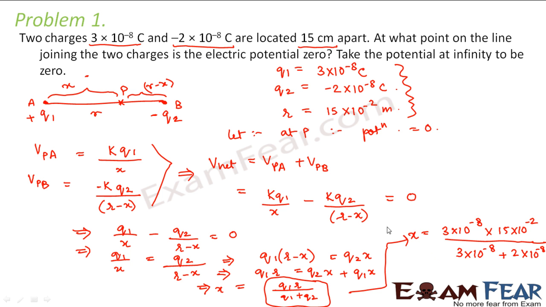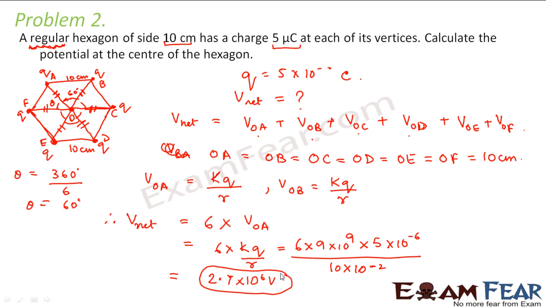Please make sure that you don't include the negative sign here again, because you have already included the negative sign here, right? Here you have already included minus Q2. So you have taken this negative sign into consideration. So here you have to only put the magnitude. So your x comes out to be 9 centimeters. So that means the point where the net electric potential is equal to 0 lies at a distance of 9 centimeters from plus Q1.